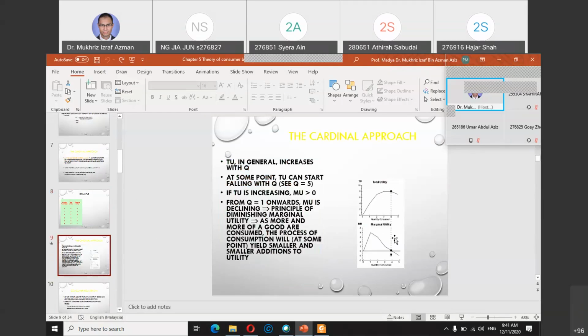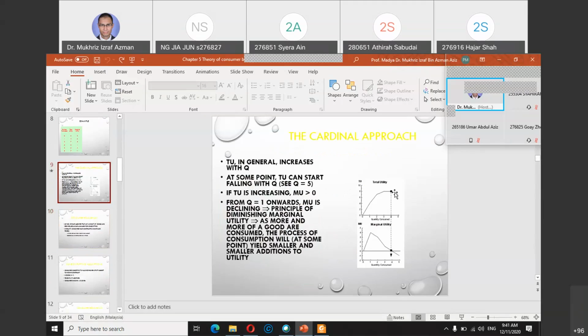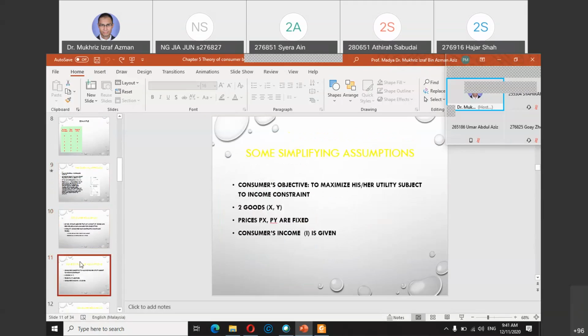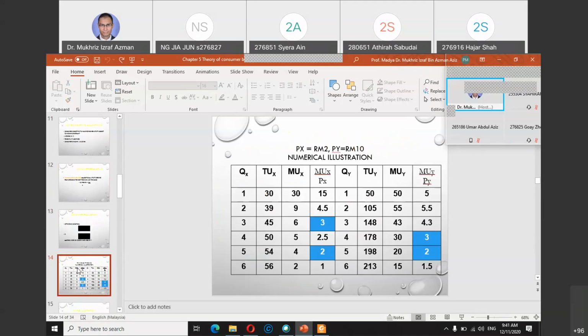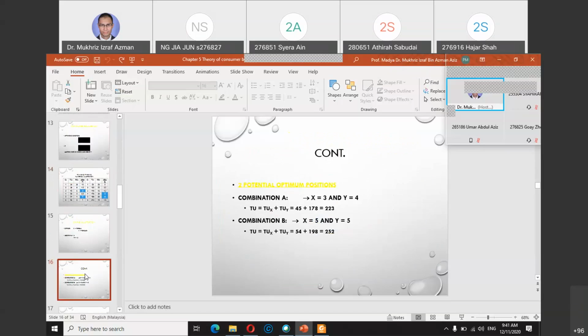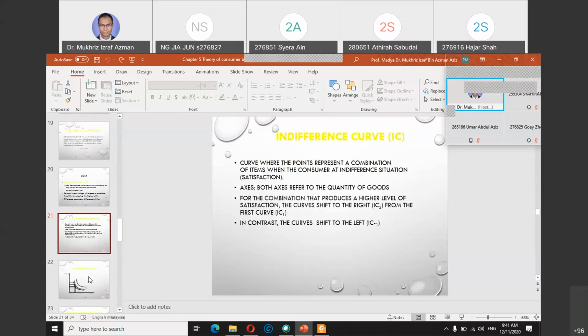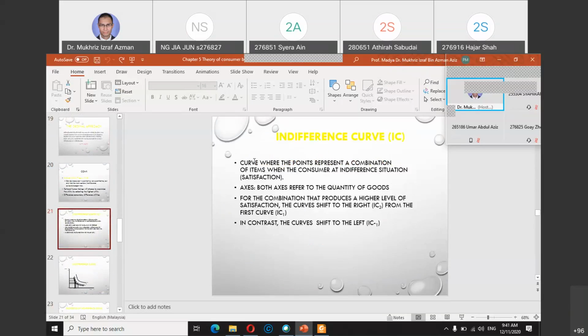TU is maximum when MU equals 0, and MU becomes negative when TU starts to decrease. Then we also looked at the concept of the optimum, the equilibrium, which is when MUX per PX equals MUY per PY. Then you also looked at the concept of what an indifference curve is. The curve shows different combinations of good X and good Y that give you the same level of satisfaction.